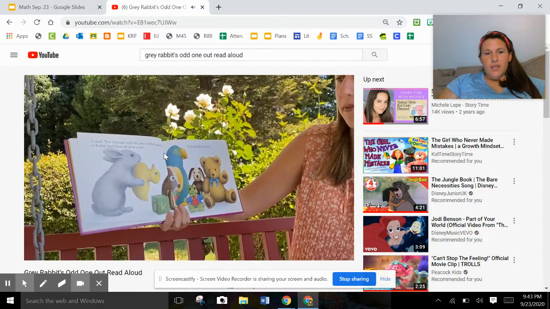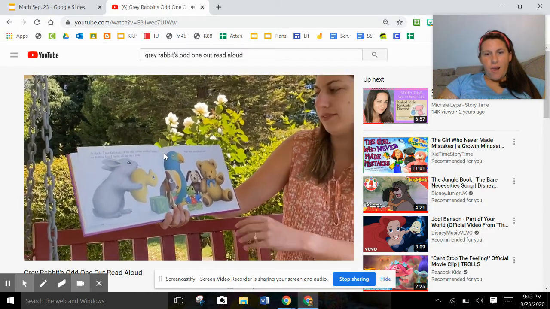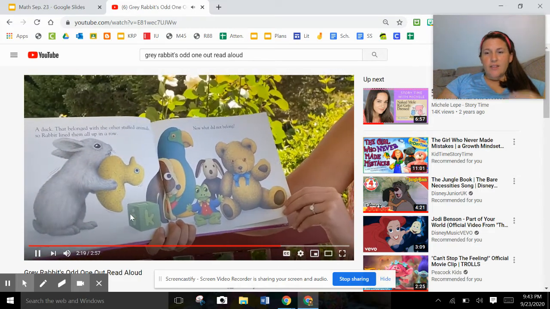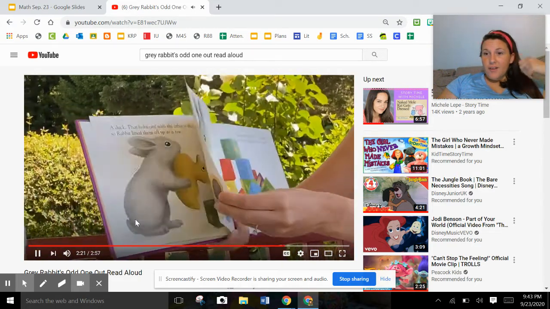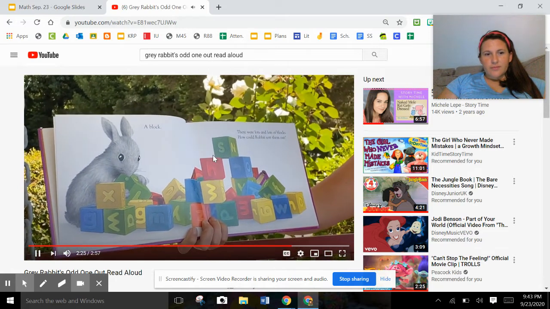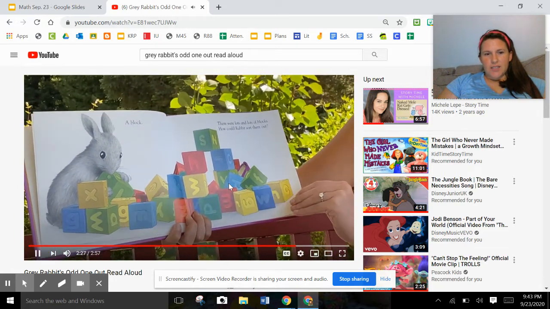So Rabbit lined them all up in a row. Now what did not belong? What is not a stuffed animal? There's another odd one out. A block. There were lots and lots of blocks. Look at all the blocks. How could Rabbit sort them out?